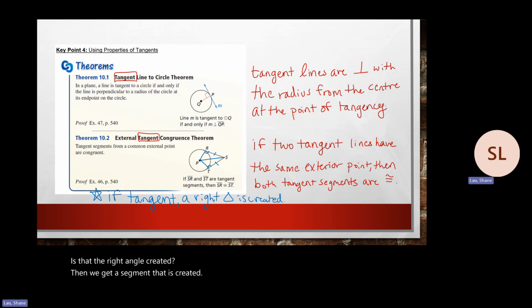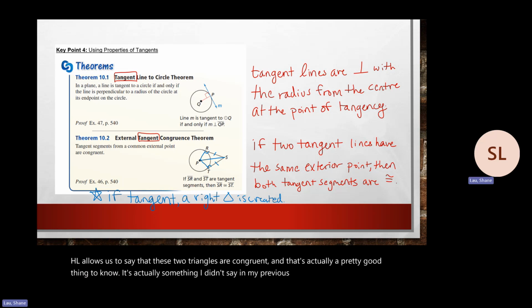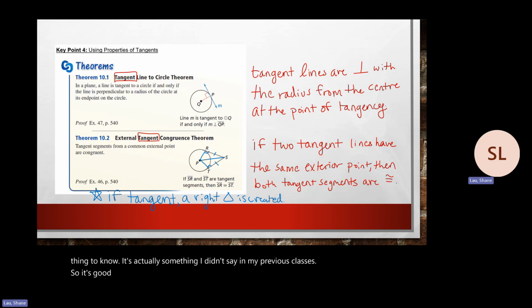And then look here, PS, that's actually reflexive. So really we have two sides and an angle, but we have a right triangle, so it's actually HL. HL allows us to say that these two triangles are congruent, and that's actually a pretty good thing to know. Okay, it's actually something I didn't say in my previous classes. So it's good to know. But the main thing I want you to get here is this star. If tangent, a right triangle is created.